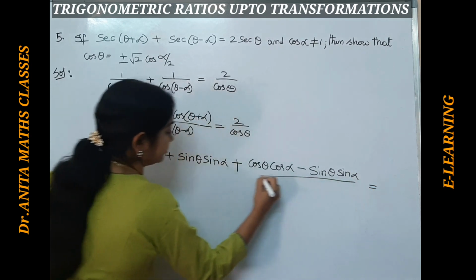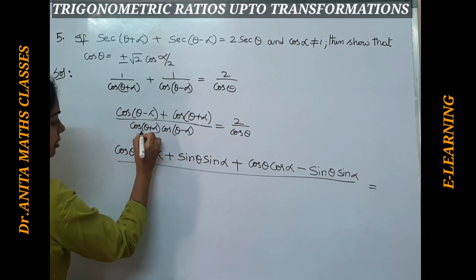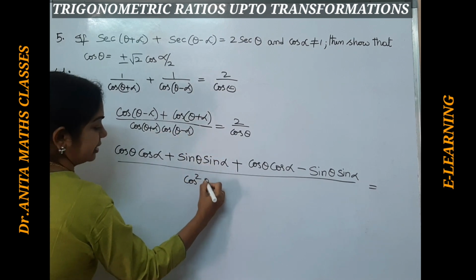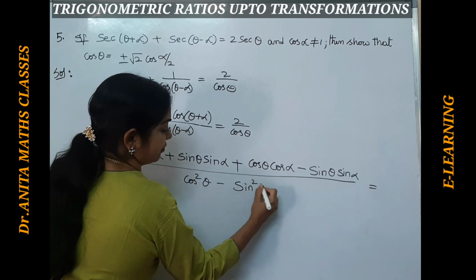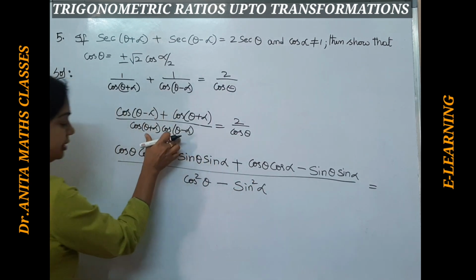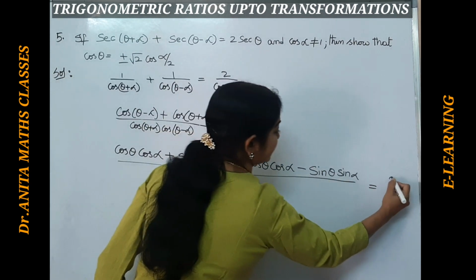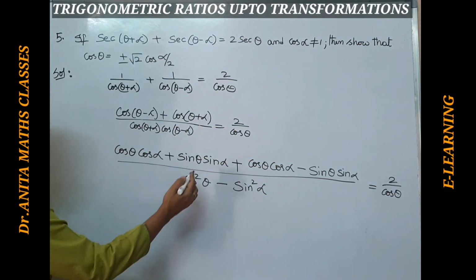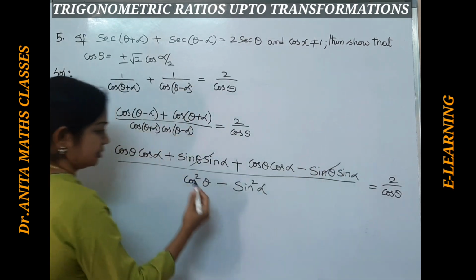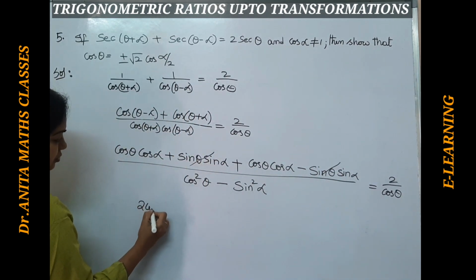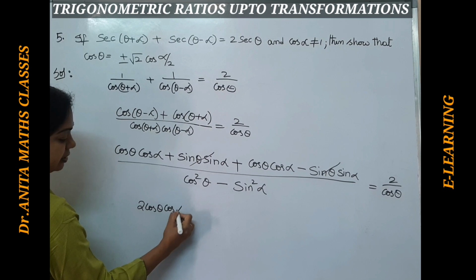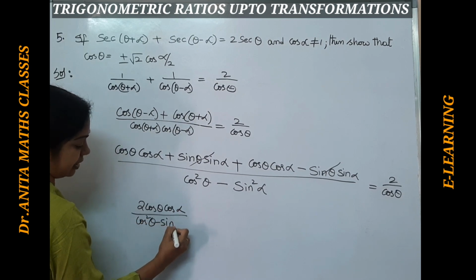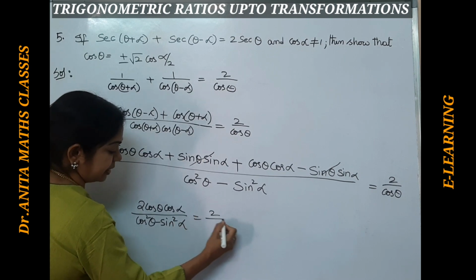And we do have here cos theta plus alpha, cos theta minus alpha, we can write this as cos square theta minus sin square alpha. This denominator part, here this will become 1 by cos, 2 by cos theta. We can cancel off these two. So here it comes to 2 cos theta cos alpha divided by cos square theta minus sin square alpha equals 2 by cos theta.